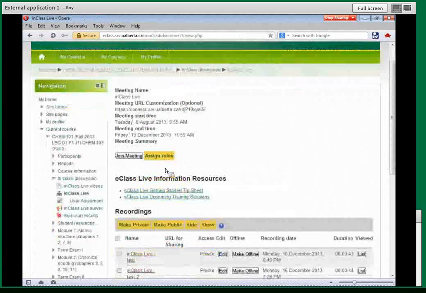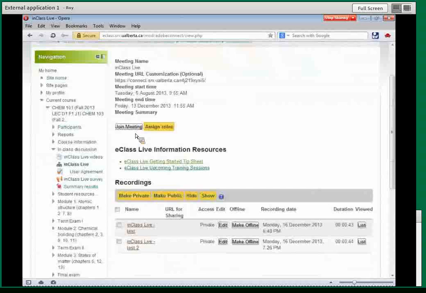Clicking on that, this one takes a few seconds to load. And this is exactly what I did a little while ago. I clicked in and clicked Join Meeting. And then it brought me back to that other page. You can see down below, these are the recordings that I did to prepare for this presentation.